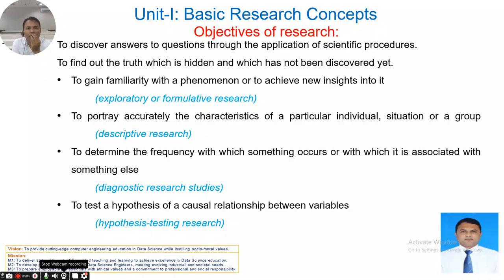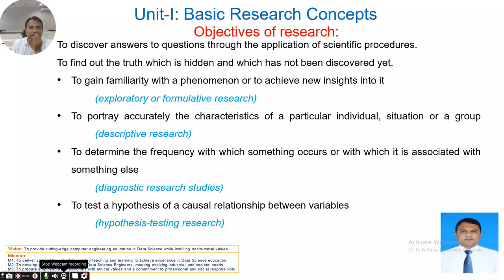Now let us discuss why research is conducted. The primary objective of research is to discover answers to questions through scientific methods. Some important objectives are to discover hidden truth. Research helps us identify facts that are not known yet. To gain new insights, sometimes a researcher explores a topic to understand it better, which is called exploratory research.